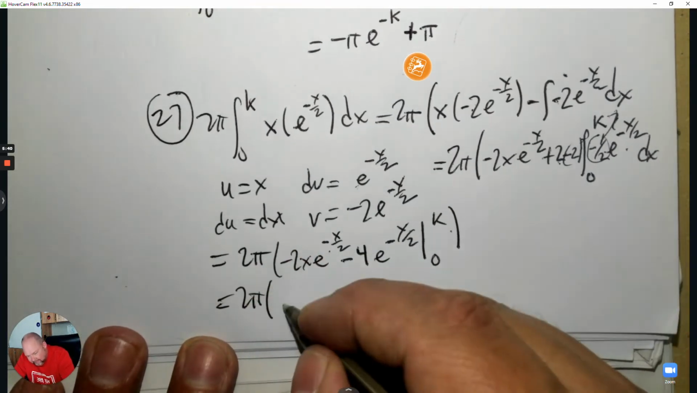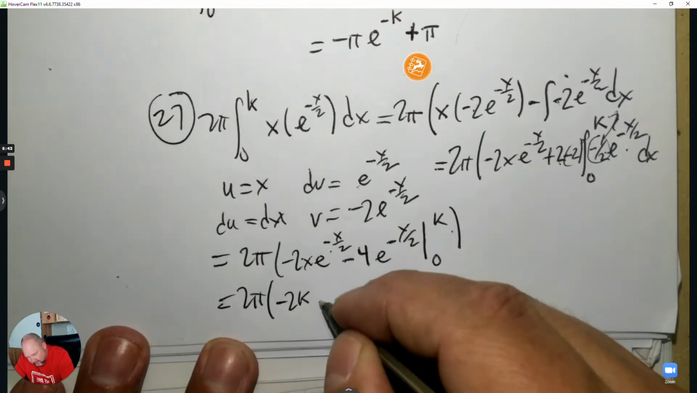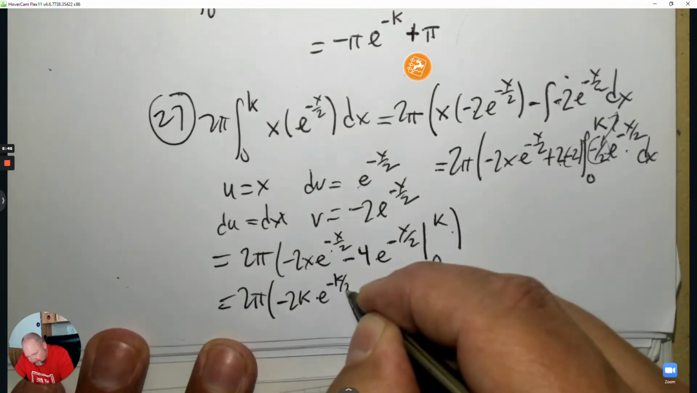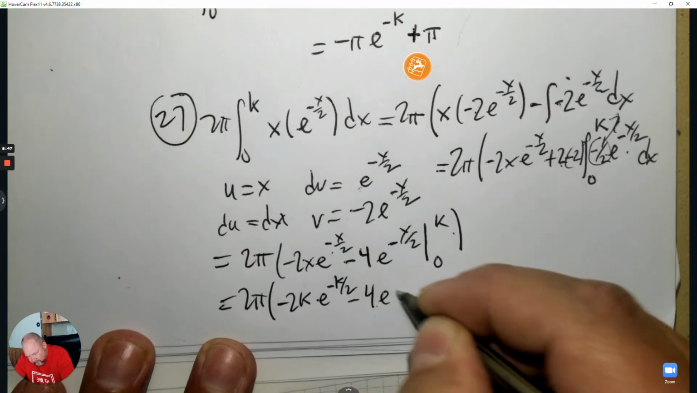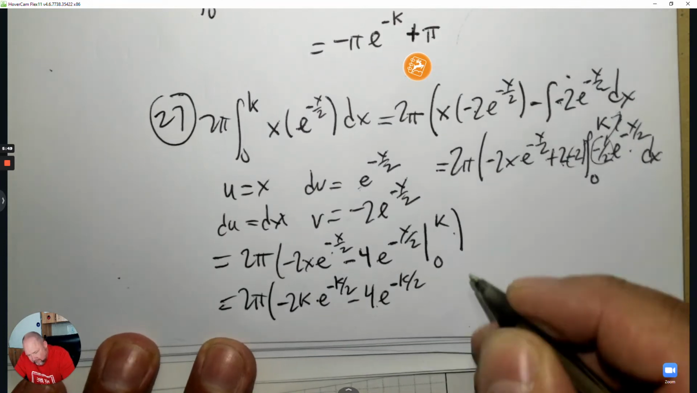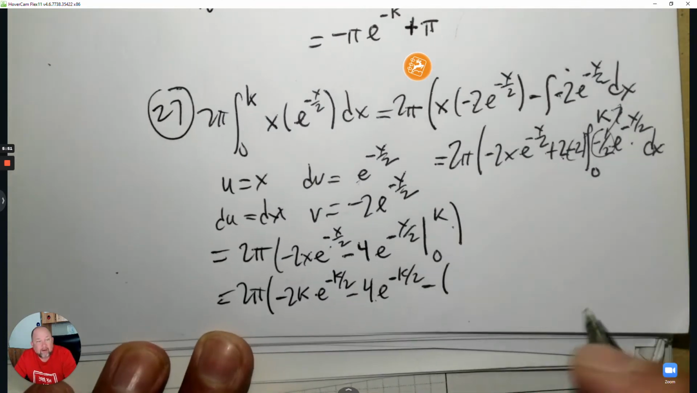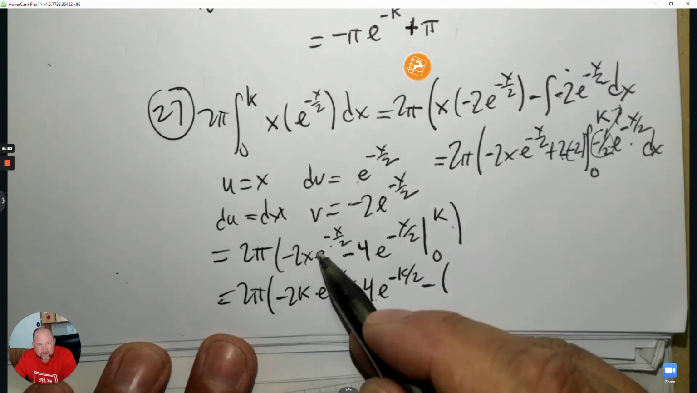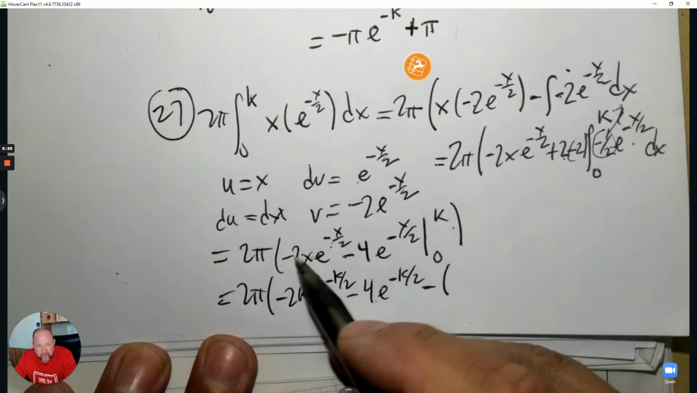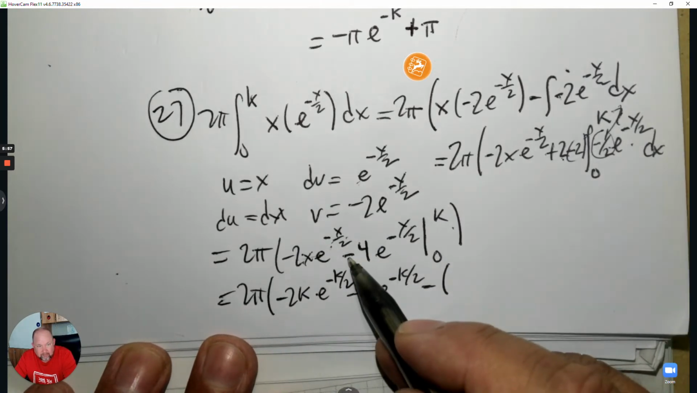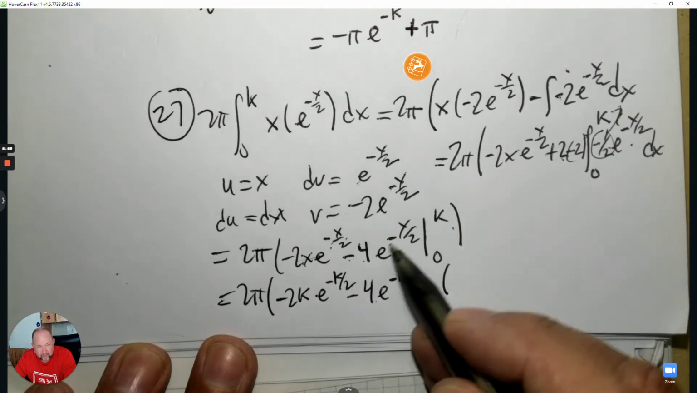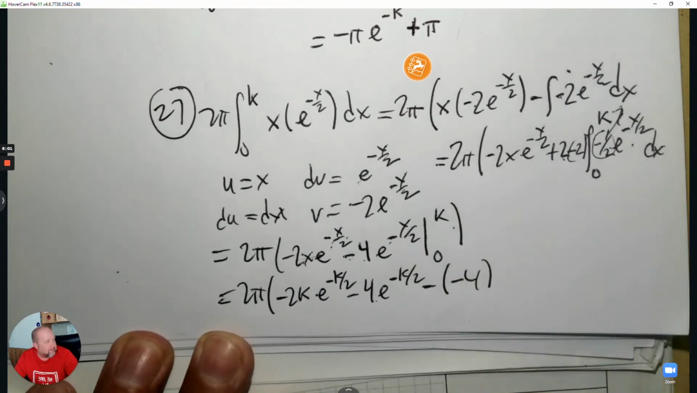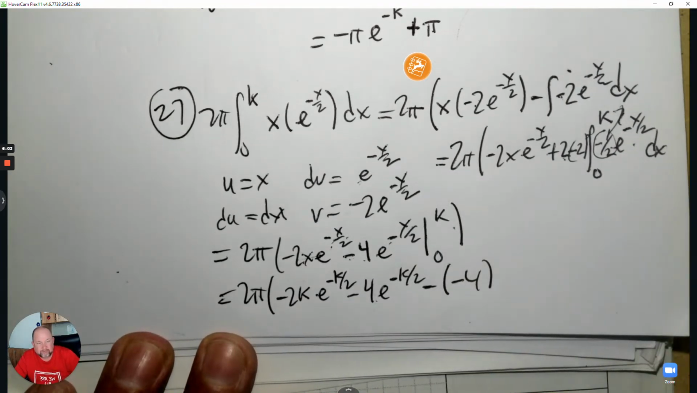Plug in k for x. Don't make it complicated. And then plug in 0. E to the 0 is 1, but 0 times anything, that's 0. Minus 4. E to the 0 is there, so it's just minus 4. So like a minus minus would make it plus 4. That's it.